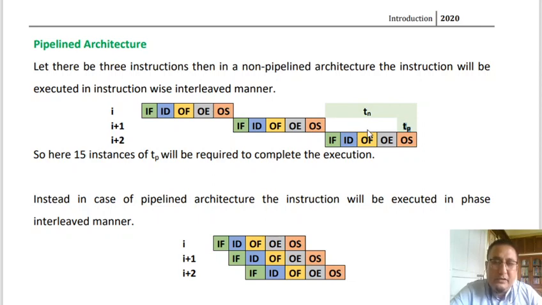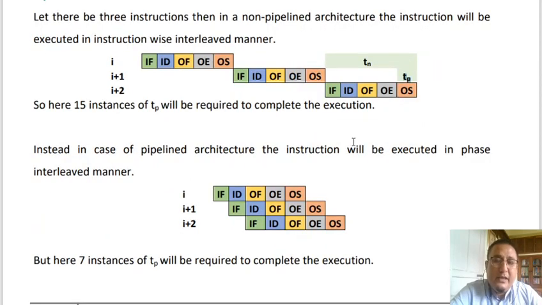Again, I'll repeat it. Here we'll be requiring 3 into Tn amount of time because there are 3 instructions to be executed, or we'll be requiring 15 instances of Tp for executing the set of instructions. So if there are n instructions, we'll be requiring n into Tn amount of time for executing the set of instructions. On the contrary, let us consider the same set of instructions executed in a pipeline architecture.